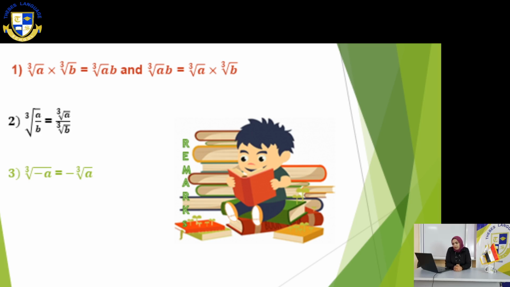Number 4, A cubic root B. We can move A from outside to inside the cubic root by taking A to the power 3. So, A cubic root B equals the cubic root of A to the power 3 times B. Let's move to slide number 4.